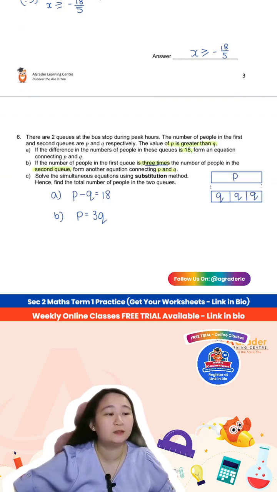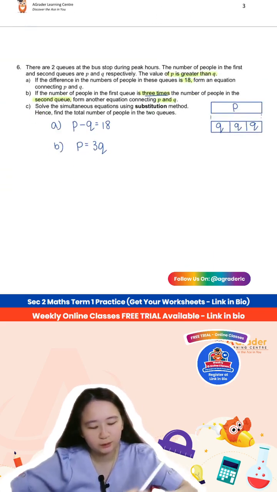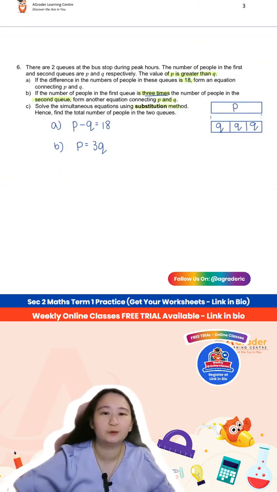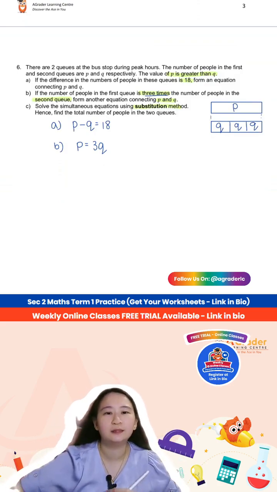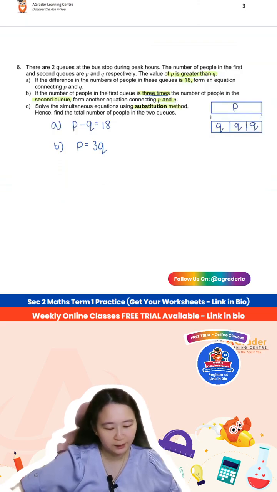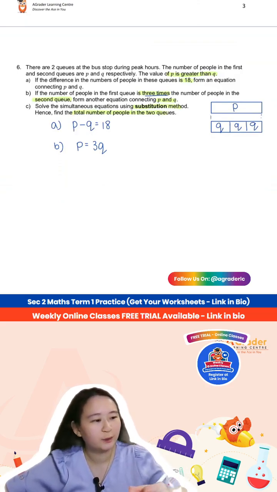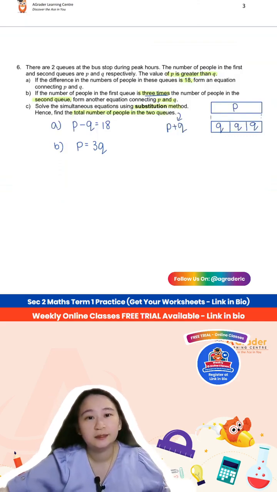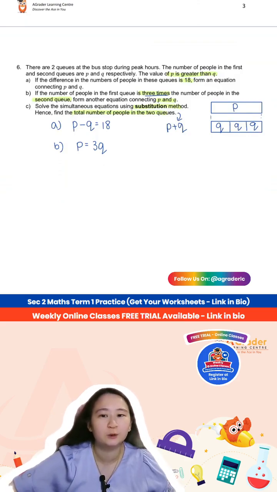Okay, so with these two equations, they ask you to solve the simultaneous equation using substitution method. So if they specify the method that you have to use, then you have to follow. If you use elimination method, then it won't be accepted here. Okay, hence find the total number of people in the two queues. So to find the total number of people, you have to take p plus q later on. Okay, so firstly you have to find the value of p and q first before you find the total number.